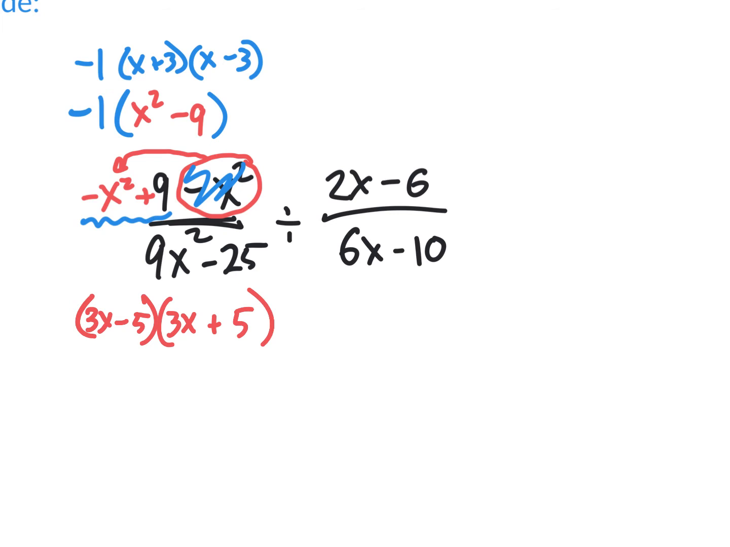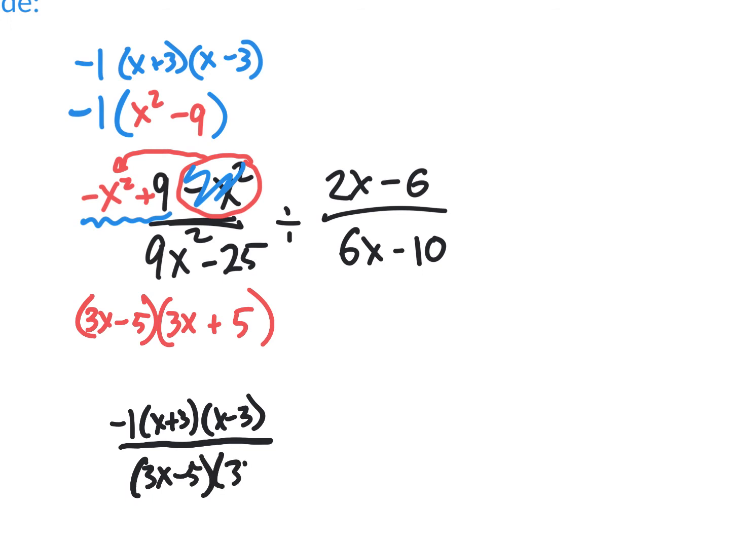So let me start rewriting this first fraction. The first fraction will have the negative 1, parentheses, x plus 3, x minus 3. And on the bottom we have a 3x minus 5 and 3x plus 5. Okay, now this division is going to become multiplication, and this second fraction will flip.